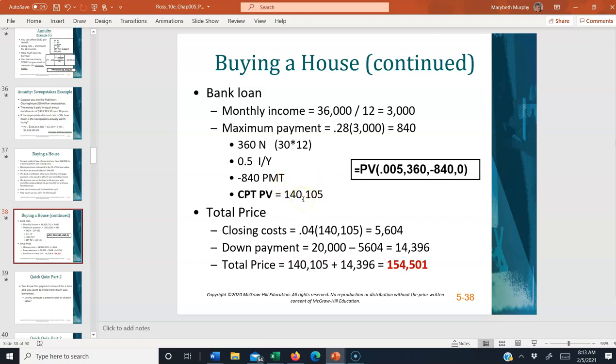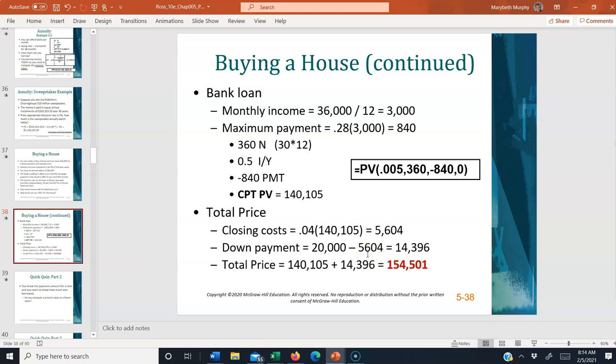That's not how much you pay for the house. So the loan is 140,105. Now we have to figure out how much of the down payment is going toward the house. There's closing costs of 4% of the loan. So I'm going to take 4% times the loan value of 140,105. My closing costs are 5,604. So out of the 20,000 in the down payment, 5,604 is closing costs.